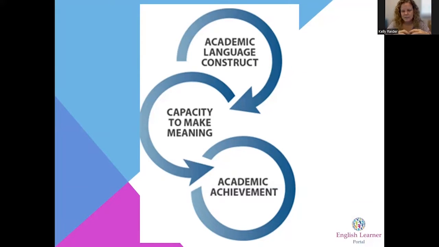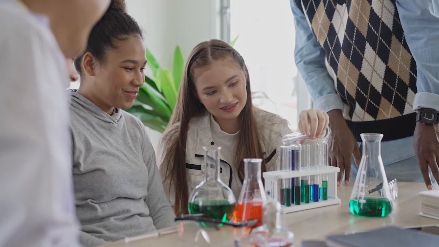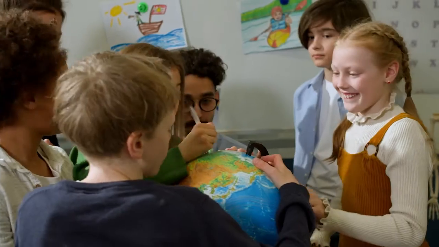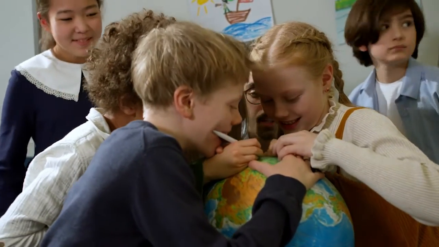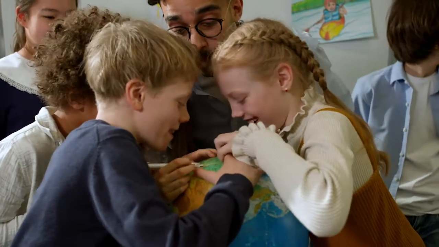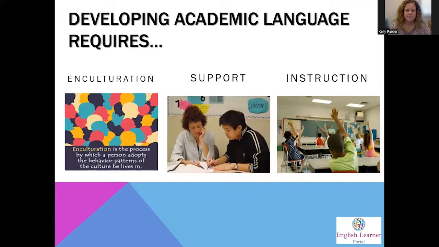So in the classroom, we're going to talk about academic language, right? It's this big idea of academic language, which leads to our ability to make meaning about the math in the classroom, the science in the classroom. We can make meaning about the discussion of character and setting, and that leads to the communication skills, the literacy skills that take us to our academic achievement.